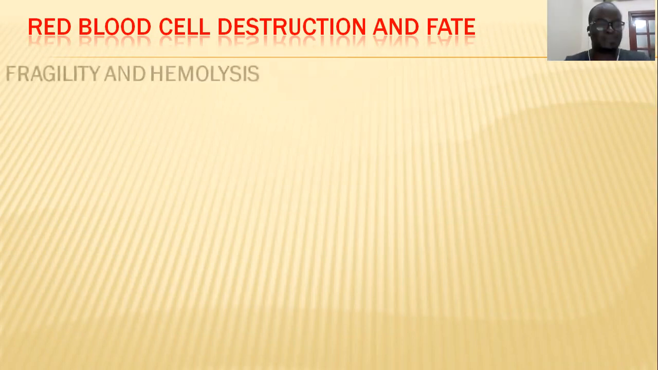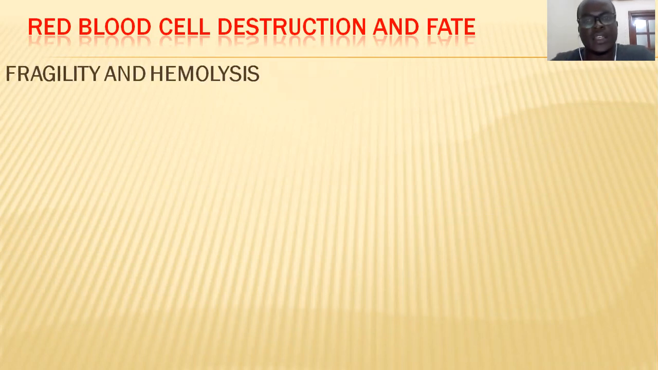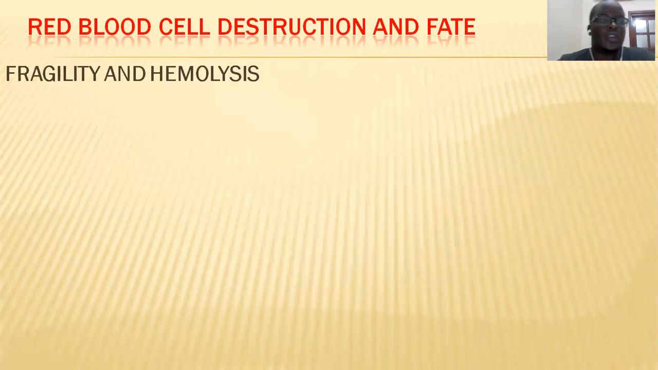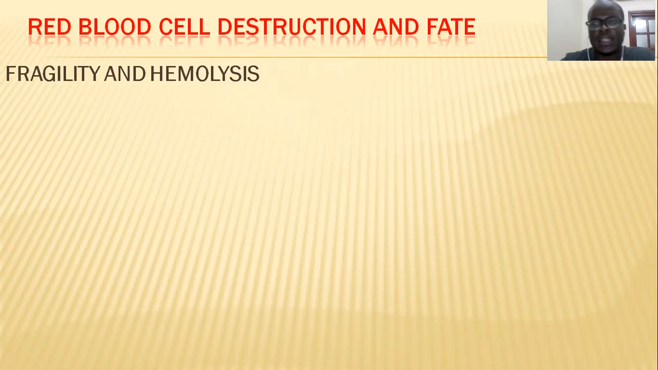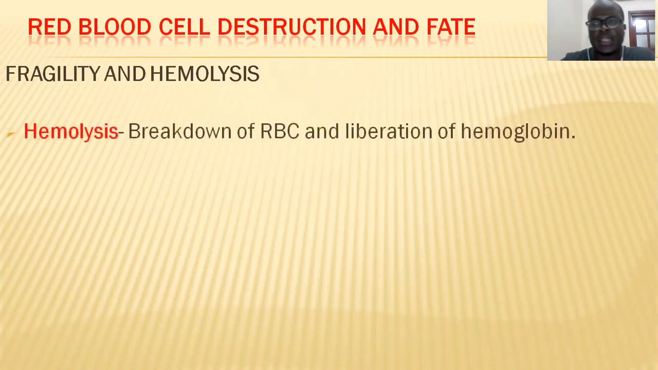So let's start. But before we go into detail of red blood cell destruction and the fate of red blood cells, you need to understand fragility and hemolysis. What is fragility and hemolysis? Let's start by looking at hemolysis. We define hemolysis as basically the breakdown of red blood cells. Hemolysis is a breakdown of red blood cells and liberation of hemoglobin.